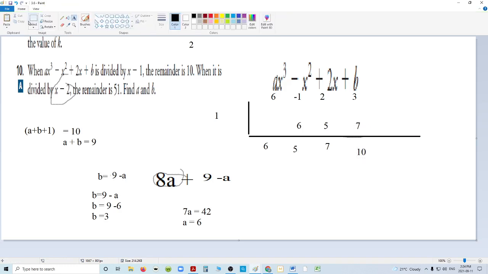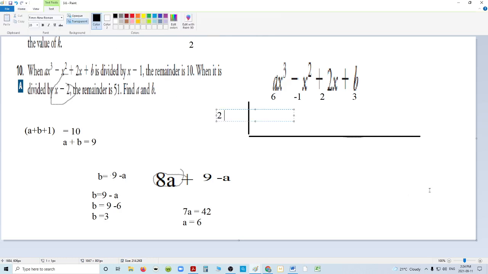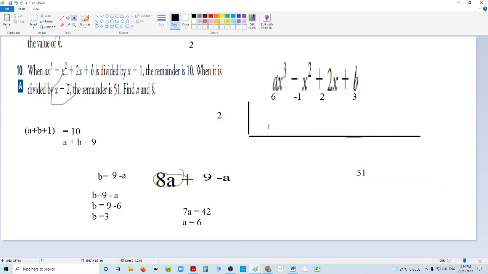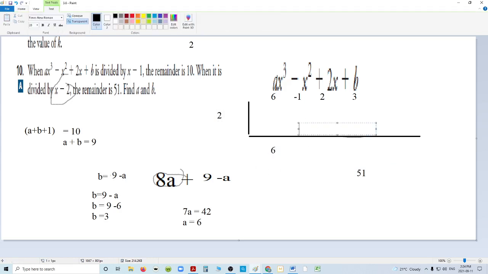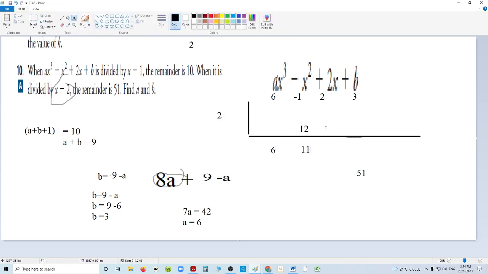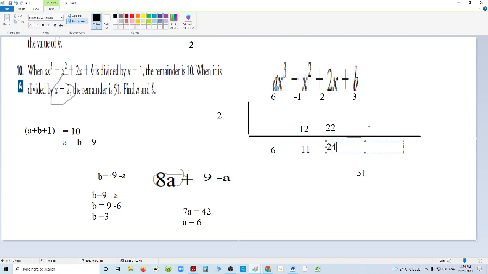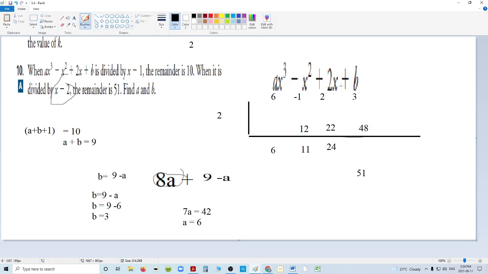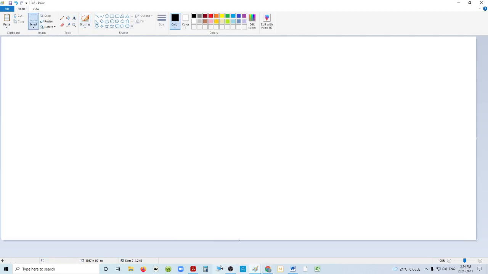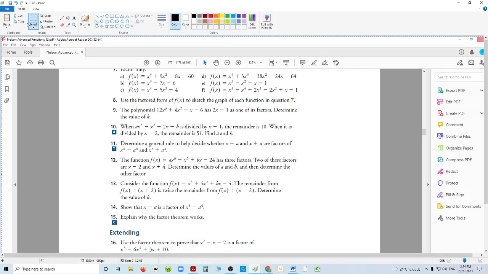So far, so good. Now we go back and we try the root of 2, which was the second problem. And with the root of 2, we're supposed to end up with a remainder of 51. So we start with the 6, times 2 is 12, added together is 11, times 2 is 22, added together is 24, times 2 is 48, 48 plus 3, 51. So we can see that these are indeed the answers. B is equal to 3, A is equal to 6. And we didn't even have to check the answers because we were able to verify it by doing it again.